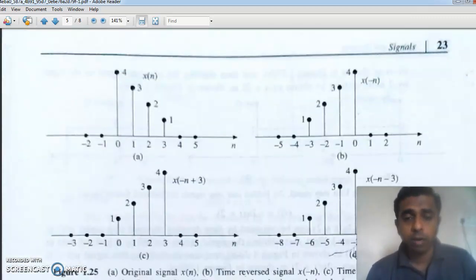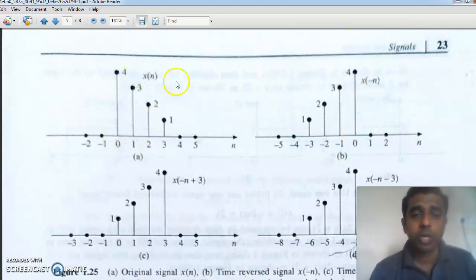Now the same thing happens here also, that is for a discrete time signal. That is x of n is here, and what is x of minus n? Same argument, flipping the signal around 0. What is happening at 0 will happen at 0 itself for x of minus n also.